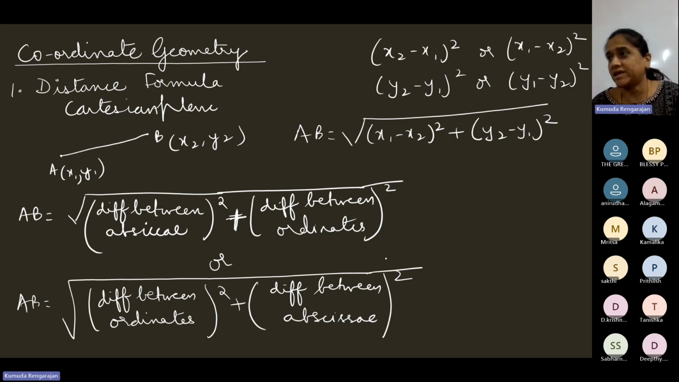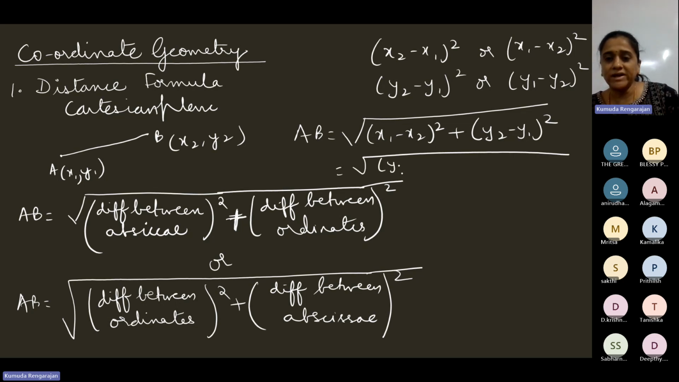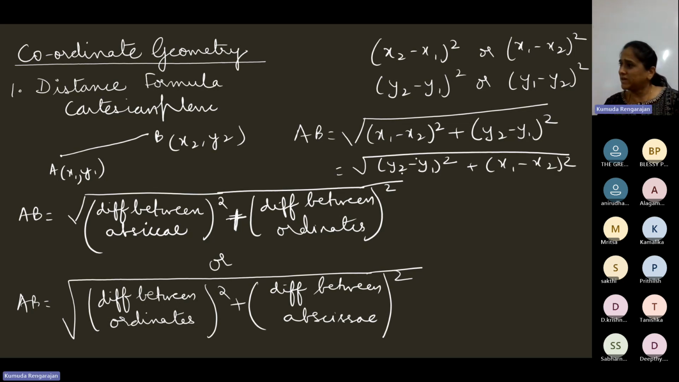Abscissa are x1 and x2. Ordinates are y1 and y2. Difference means x1 minus x2 or x2 minus x1. There y1 minus y2 or y2 minus y1 and square them. And you can again write the ordinates difference first, like y2 minus y1 the whole square you can write first, and then you can write x1. Because it's plus in the middle, you can write that also in any order.